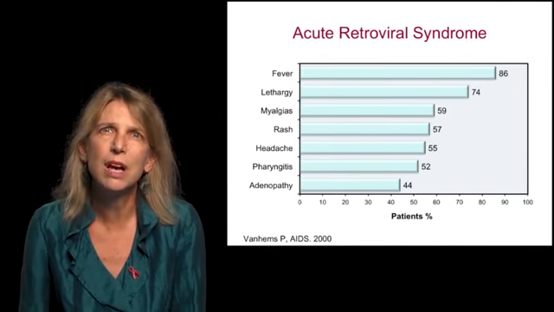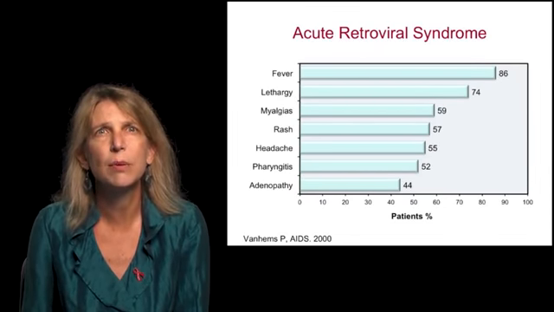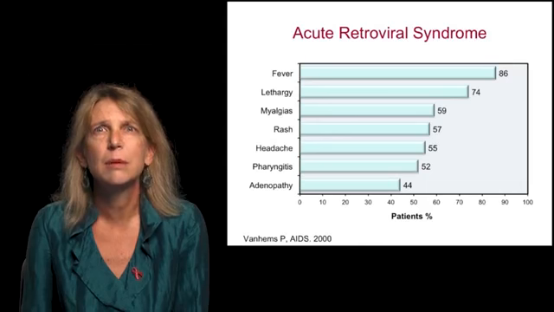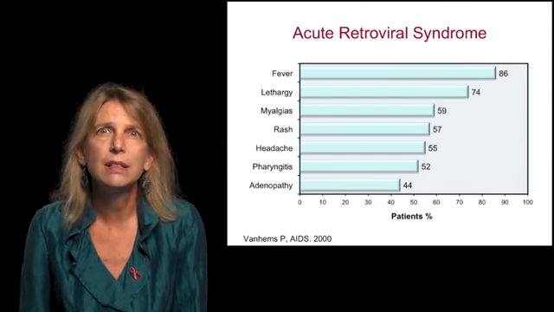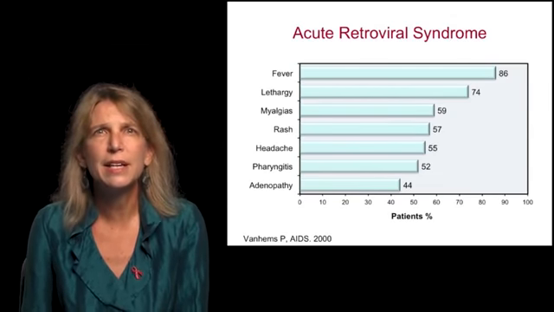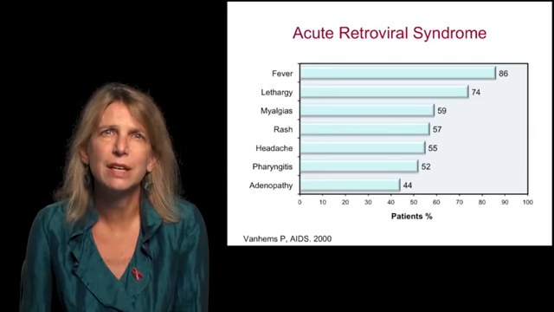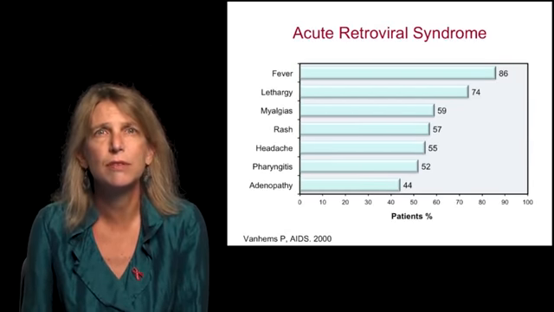Well, what are the most common clinical manifestations of the acute retroviral syndrome? In one series, fever was the most common manifestation, present in 86% of patients. Lethargy or fatigue in 74%. Myalgias, rash, headache, and pharyngitis in about half of the patients. Diffuse lymphadenopathy is also very common in the acute retroviral syndrome.